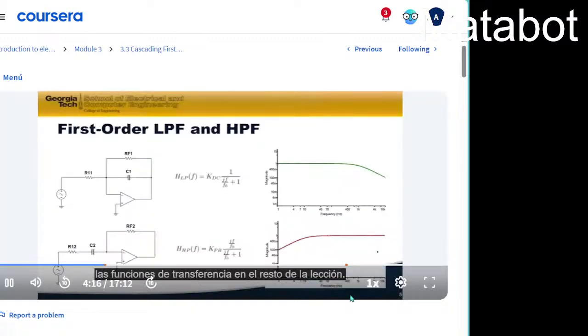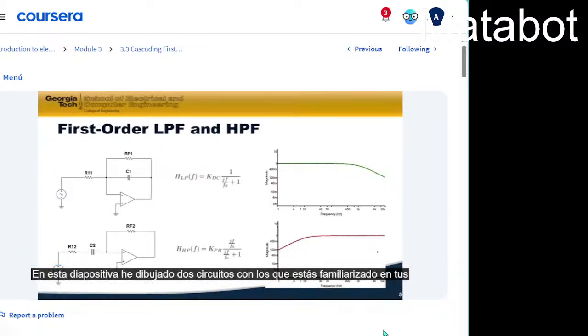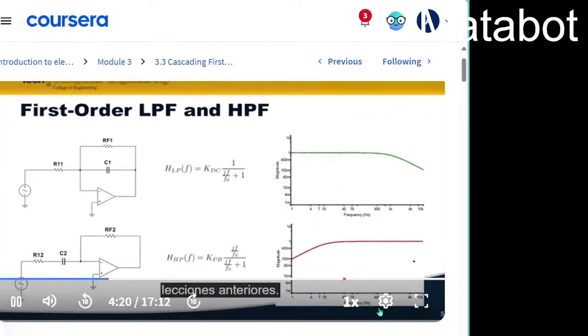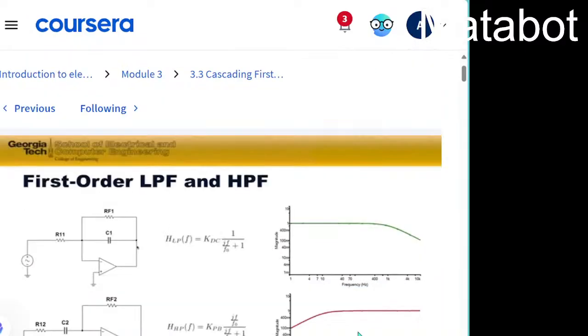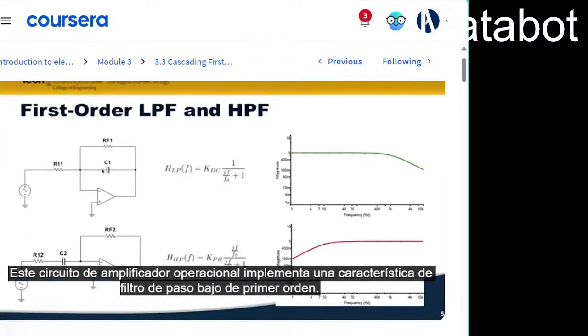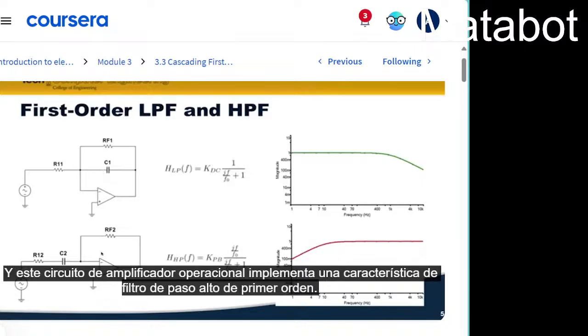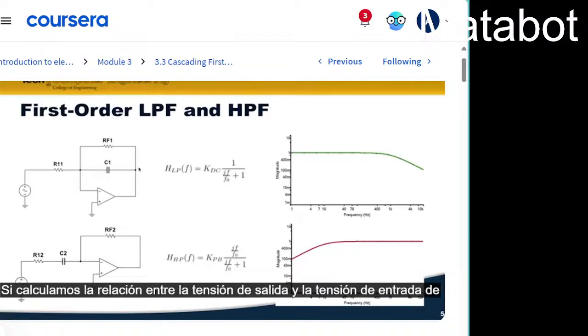Lesson. On this slide, I've drawn two circuit topologies that you're familiar with from your previous lessons. This op-amp circuit implements a first-order low-pass filter characteristic, and this op-amp circuit implements a first-order high-pass filter characteristic. If we solve for the ratio of the output voltage to the input voltage for this circuit, we end up with a transfer function of this form.